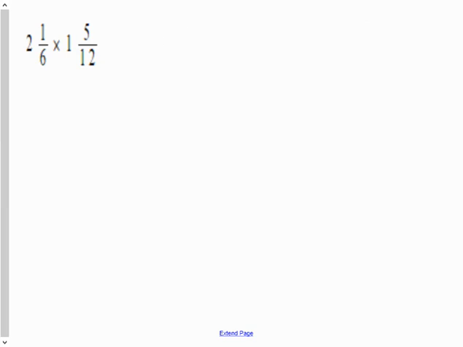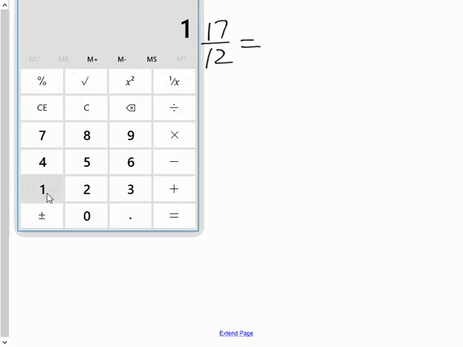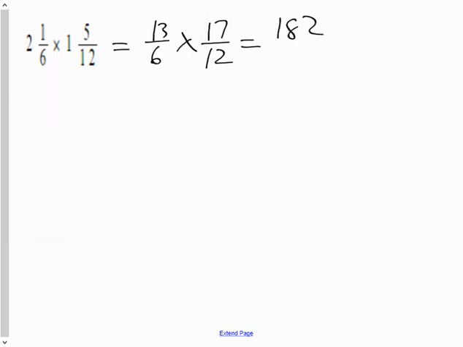Question 15 says 2 1/6 times 1 5/12. When using improper fractions, the easiest thing to do is just change them both to improper. That's 13/6 multiplied by 17/12. Once you get this, you're like, hold on, can I cross reduce there somewhere? Hopefully I can, and I can't. So we're going to multiply our numerators. 13 times 17, I don't know off the top of my head. 13 times 17 is 182. Over 6 times 12 is 72.